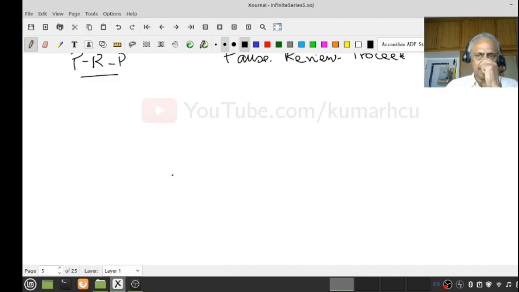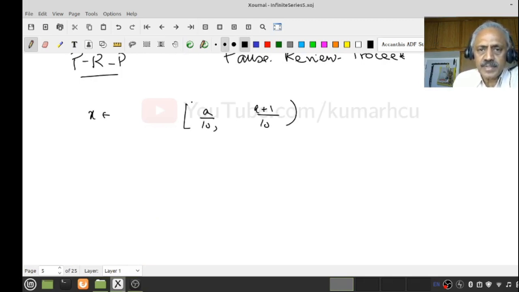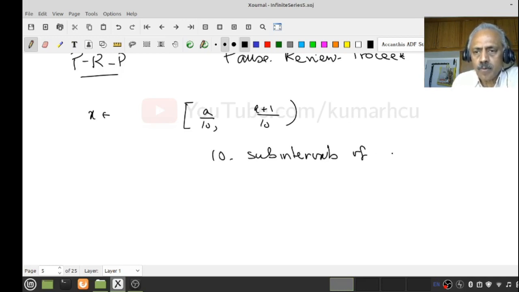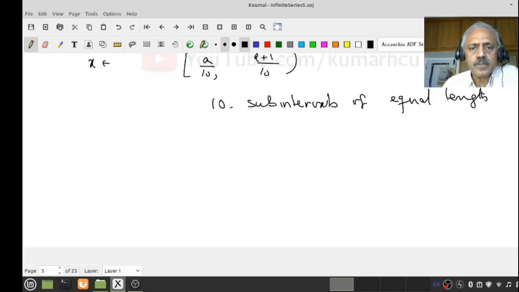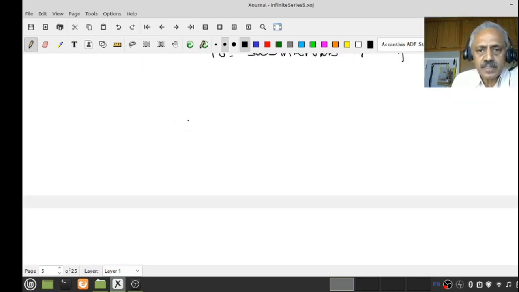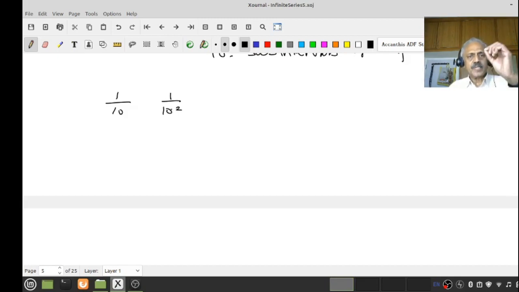Okay, what is the next step? Next step is, suppose my x lies in the interval A by 10, A plus 1 by 10 open, right? Then I break this into 10 subintervals of equal length. What does that mean? Okay. So what is the total length? Length of the interval is 1 by 10. That means I have to break it into subintervals of length 1 by 10 squared.